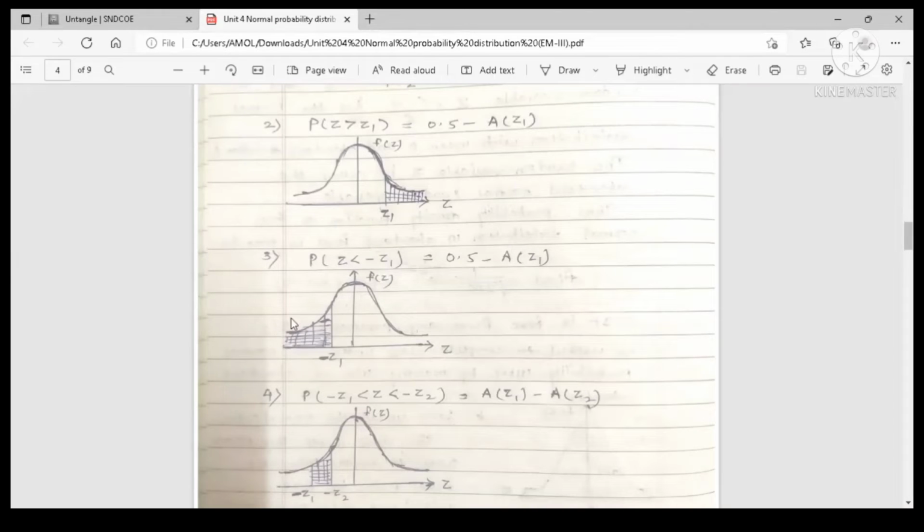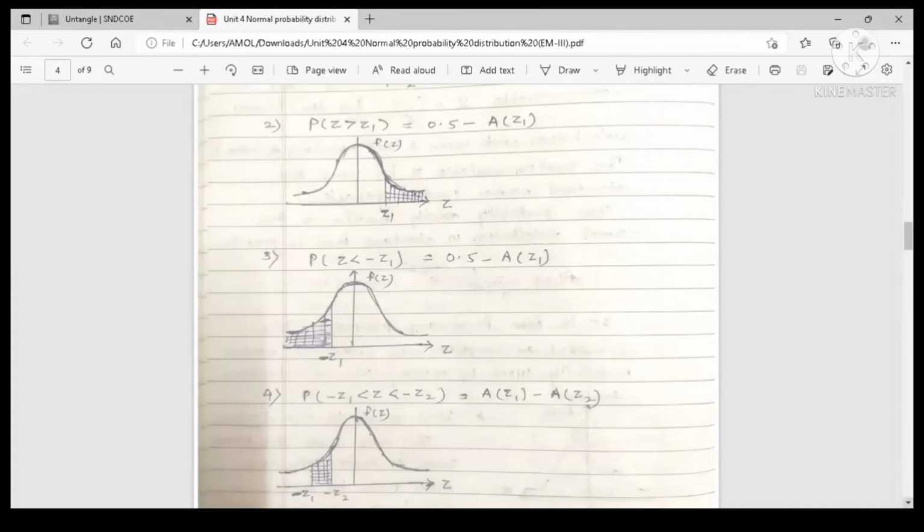Now how to calculate this probability? This LHS side complete region is 0.5, and you subtract the area of Z1. Area of Z1 is this blank region. If we subtract this region from 0.5, we have the area of the shaded portion, and the area of the shaded portion is nothing but the probability of Z less than minus Z1. So the formula is 0.5 minus area of Z1.